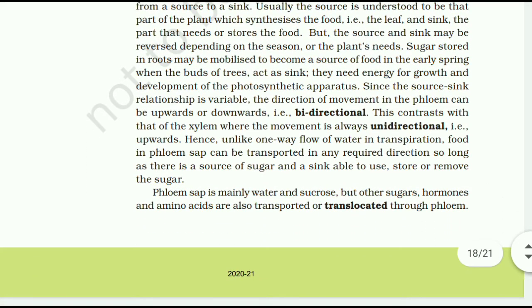Hence, unlike the one-way flow of water in transpiration, food in phloem sap can be transported in any required direction so long as there is a source of water and a sink able to use, store or remove the sugar. Phloem sap is mainly water and sucrose, but other sugars, hormones and amino acids are also transported or translocated through the phloem.